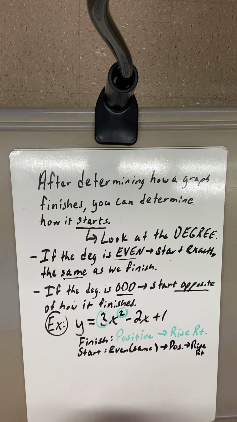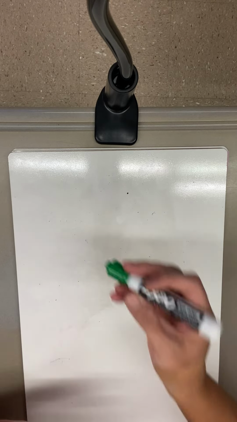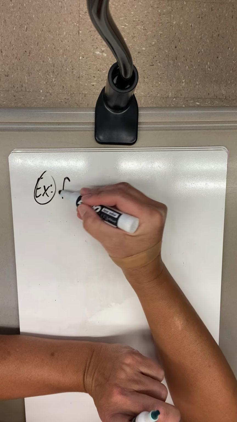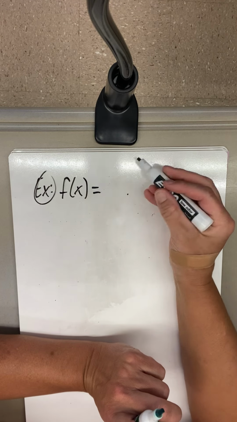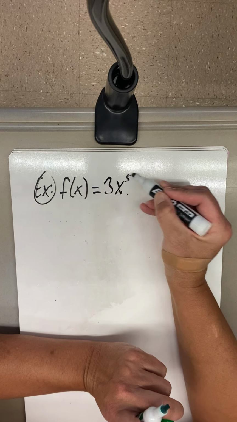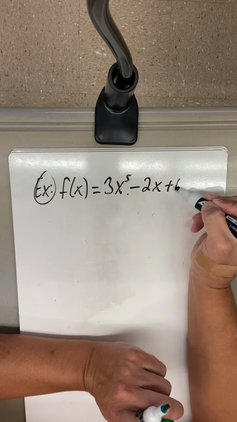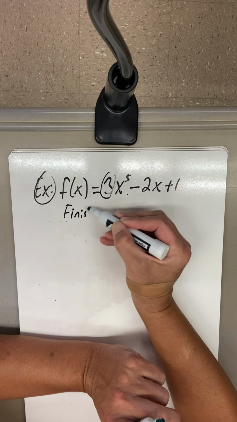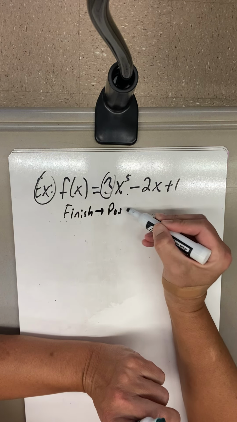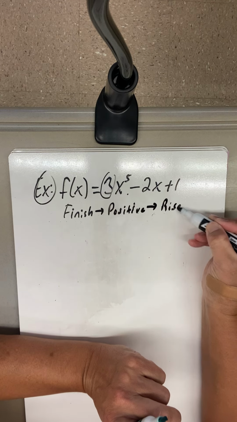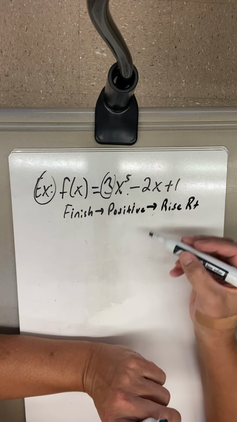All right, let's do another example. Hopefully y'all can see these. Let's do a function. We'll call this one f of x. Remember, f of x, g of x is all the same as y. Let's do 3x to the 5th minus 2x plus 1. So our leader's positive, so we're going to finish positive, which means we're going to rise to the right. So we're going to be finishing up high.